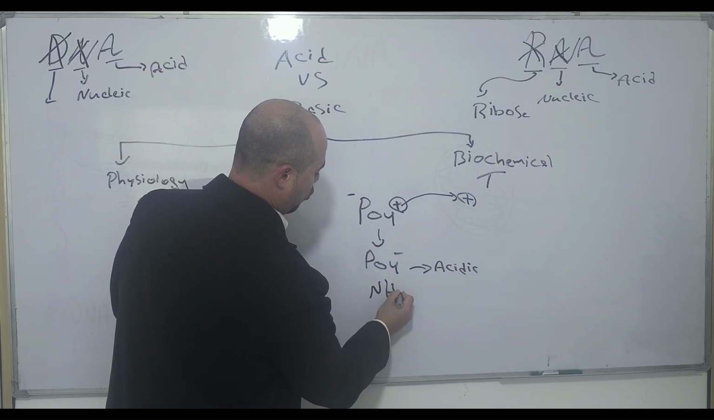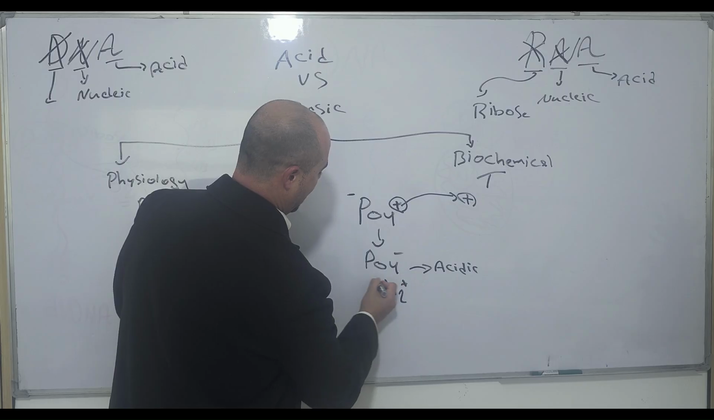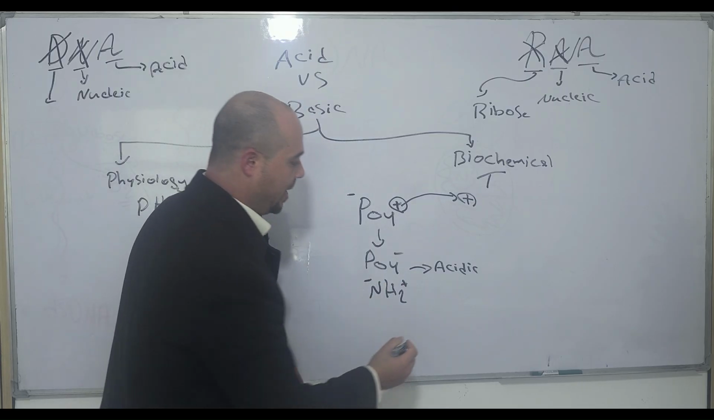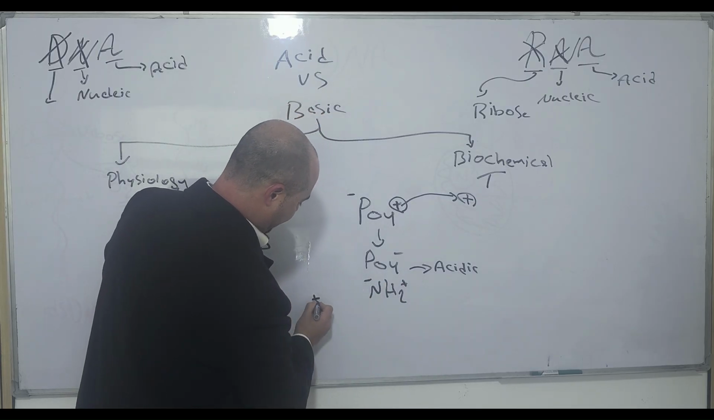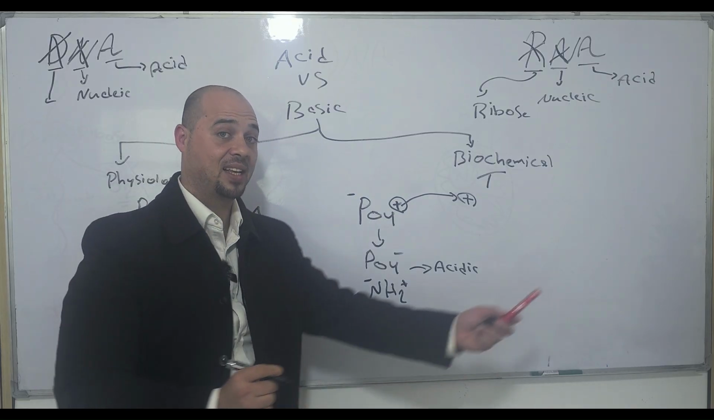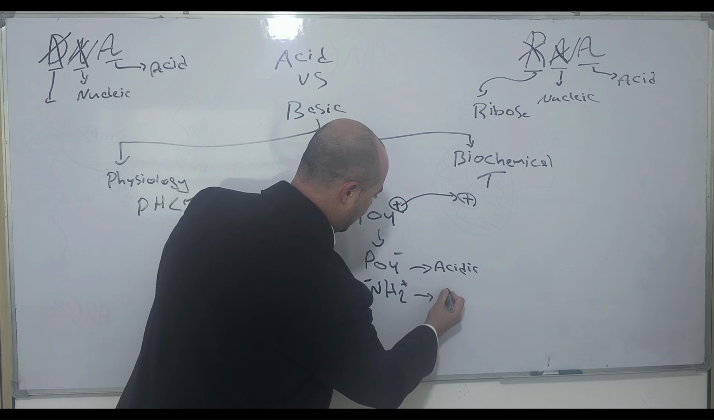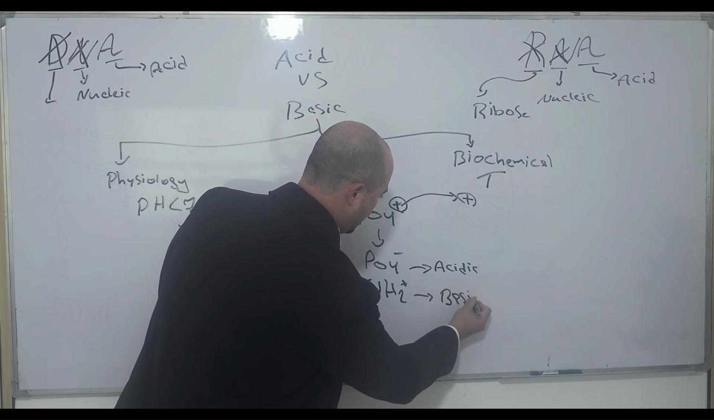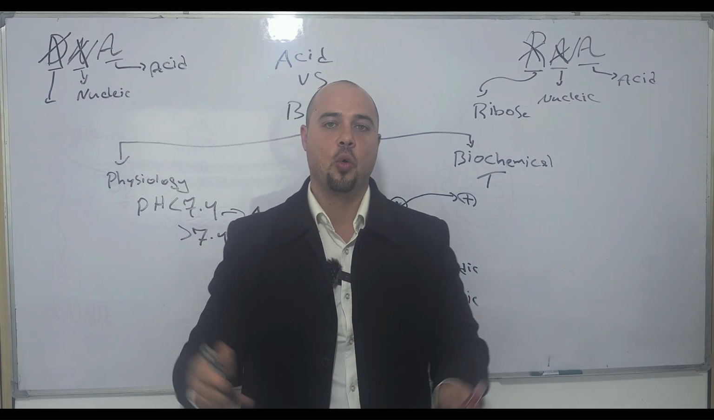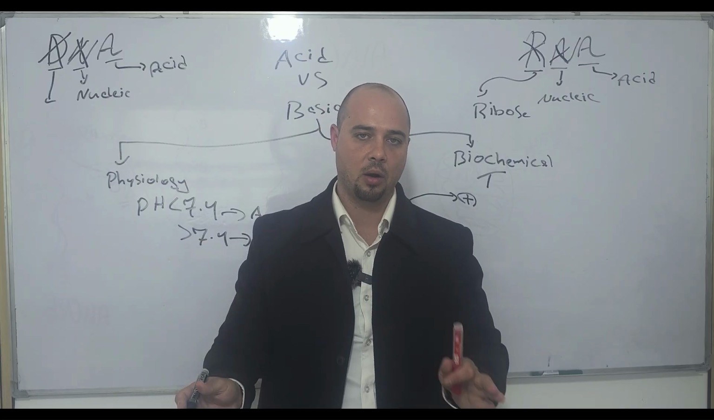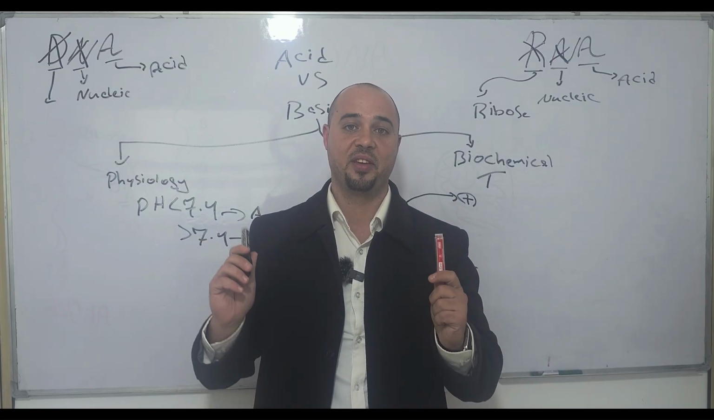You have stuff like the amino group. NH2 is an amino group, same story. It was neutral, it was happy until it found a positive proton, and then it accepted it. And so we call it basic. That's all. So DNA, the acid, RNA, the acid, they both come from the phosphate.